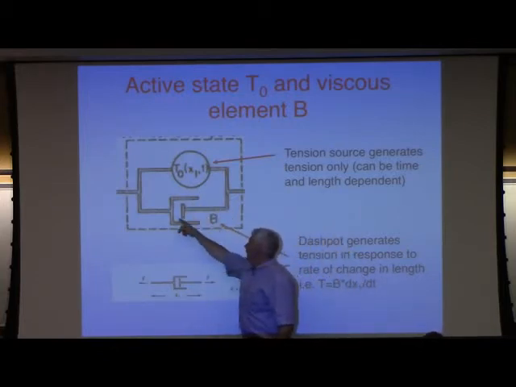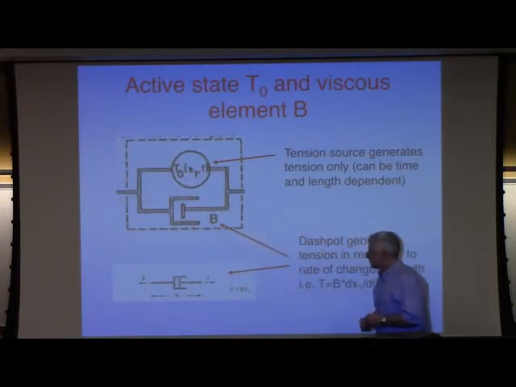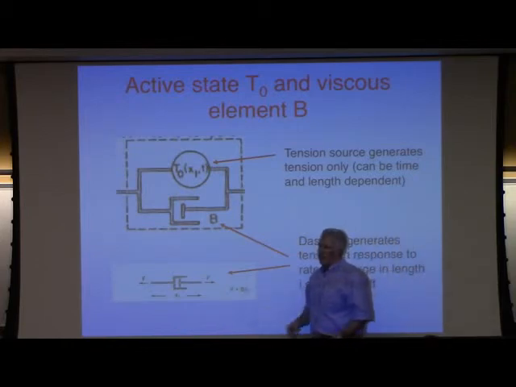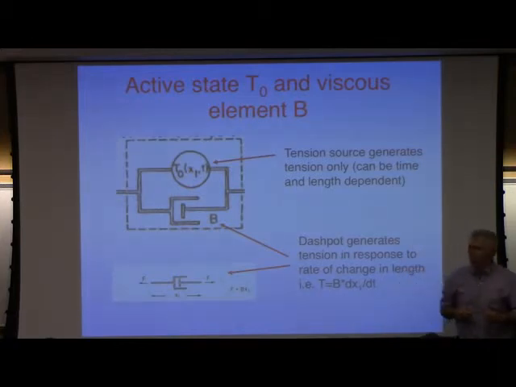And then connected to that is this viscosity element, usually called a dashpot. So the force of this is a constant times the derivative. So the faster you try to move it, the more that it resists. So this is now part of the model.